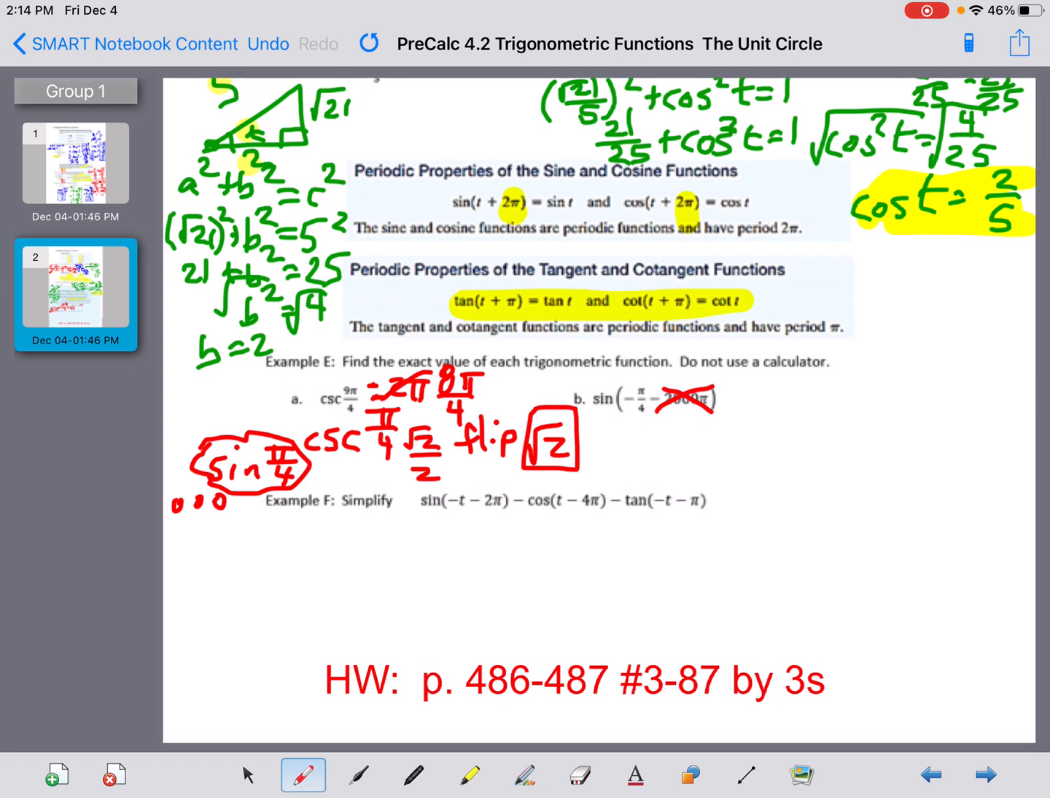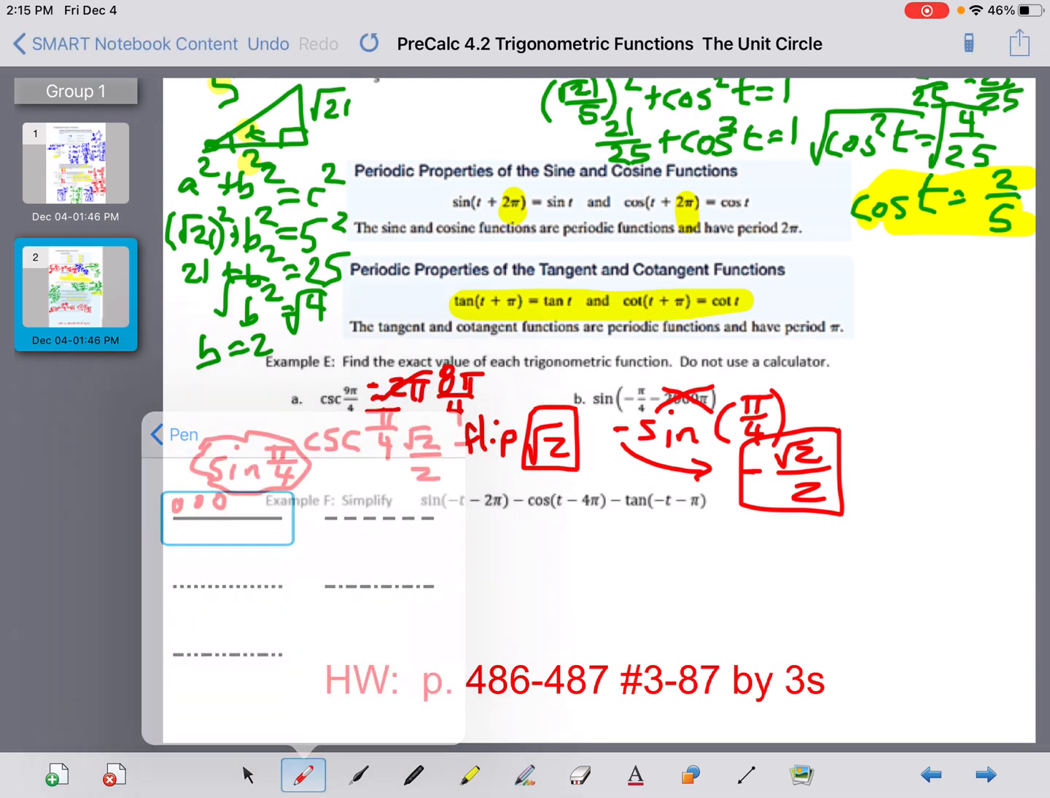From the page before, remember that negatives inside the sine do matter because sine is odd. So I'm going to pull that negative out front, and I'm going to do the negative sine of pi over 4. All right, I'm in my first quadrant. What's the sine of pi over 4? That's radical 2 over 2. I bring this negative out front, and I get a final answer of negative radical 2 over 2. Okay?